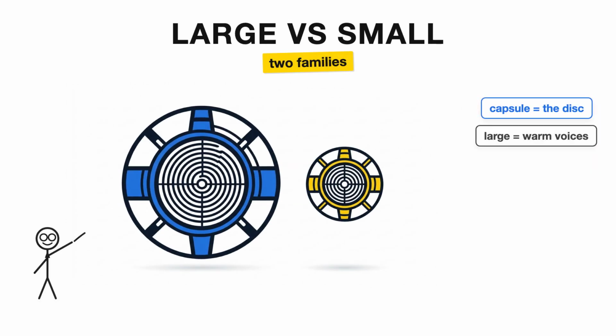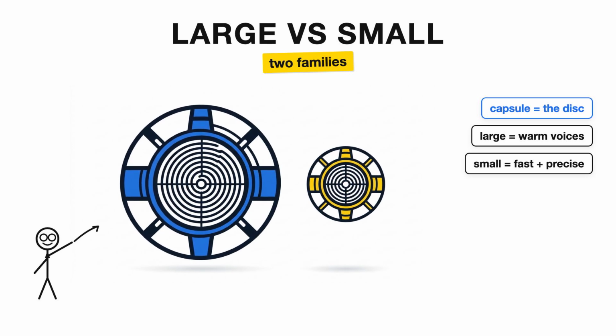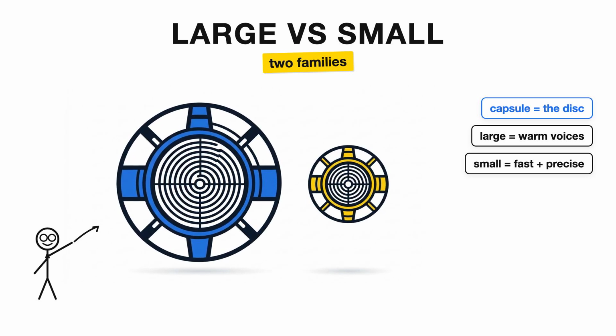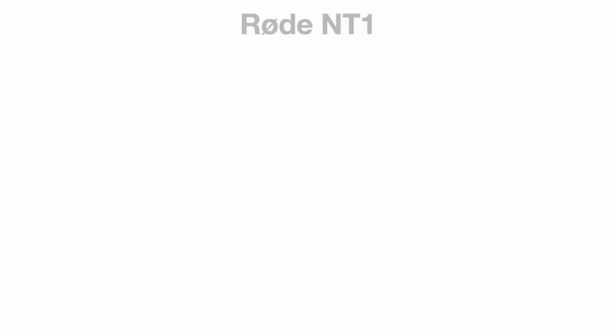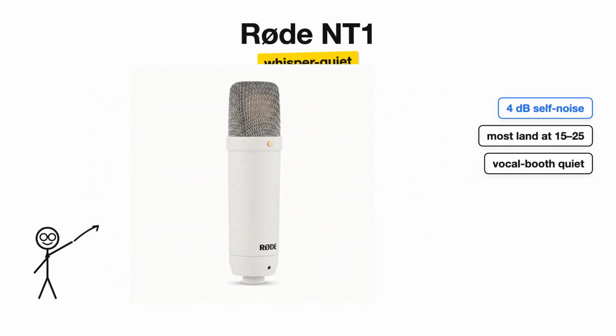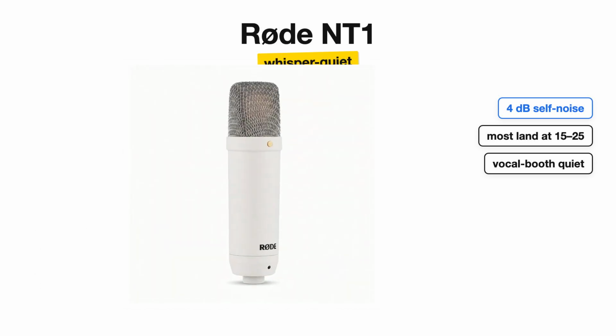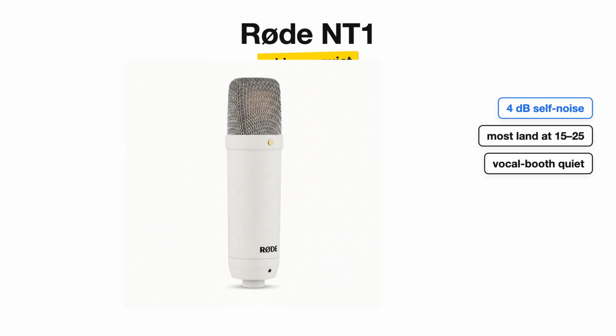2 families exist within condensers: large diaphragm and small diaphragm. The size refers to the capsule, the actual disc that vibrates. Large diaphragm condensers have a diaphragm an inch or larger. That size adds warmth and a flattering quality to voices. These are the mics in vocal booths. The Rode NT1 has a self-noise rating of just 4 decibels. Most budget mics land at 15 to 25. That gap is audible in a treated room.